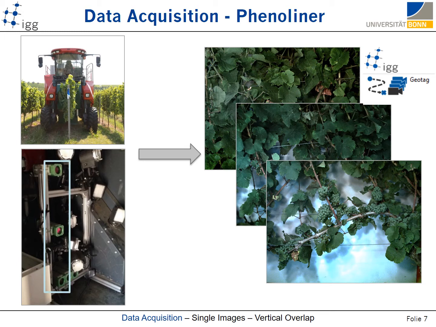The vertical camera system, here highlighted in light blue, produces vertically overlapping images which cover a whole plant. While the Phenoliner is driving over the vines, we get image sequences which also overlap in the horizontal direction. Since every image is georeferenced and we know the stem position of each plant as well, we are able to select images corresponding to single vines.